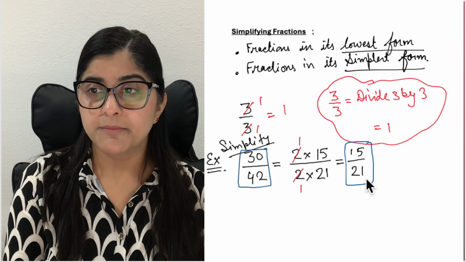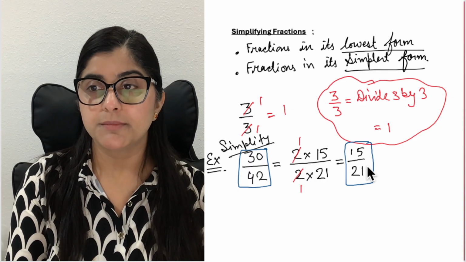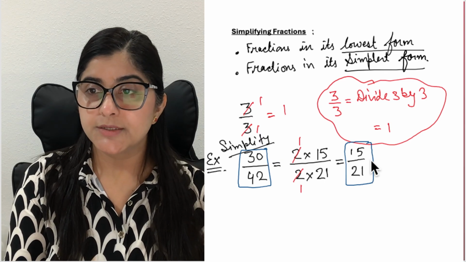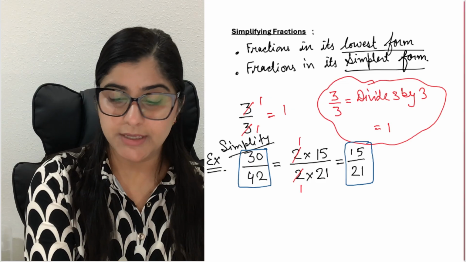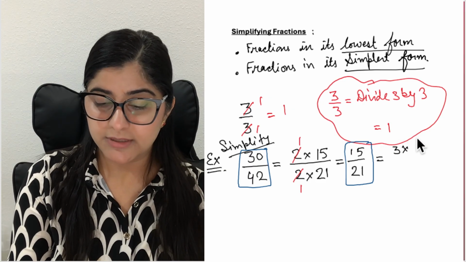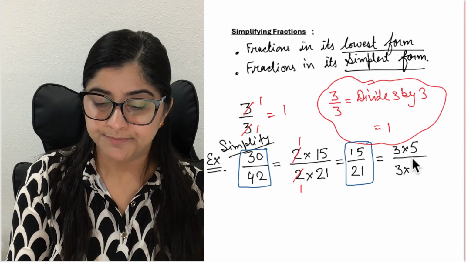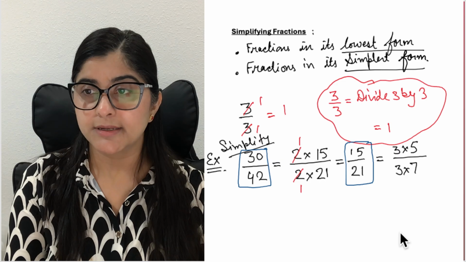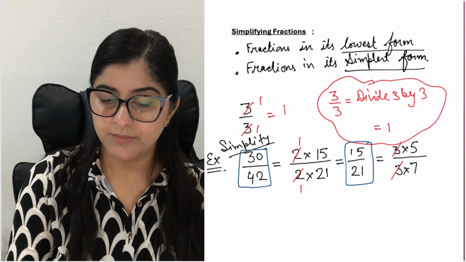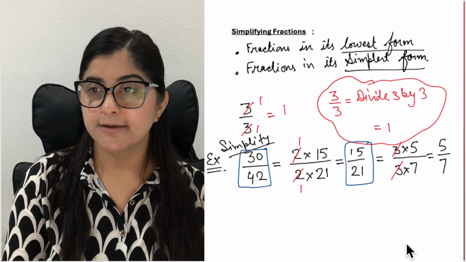Now before you stop and say this is your final answer, just make sure that there is nothing common between them. So ask yourself, is there anything common between 15 and 21? Yes, so 3 is a common factor. You can write 15 as 3 times something, that is 5, and you can write 21 as 3 times something, that is 7. And you see that 3 is common between both the numerator and denominator, so we can cancel them and we are left with 5 in the numerator and 7 in the denominator.